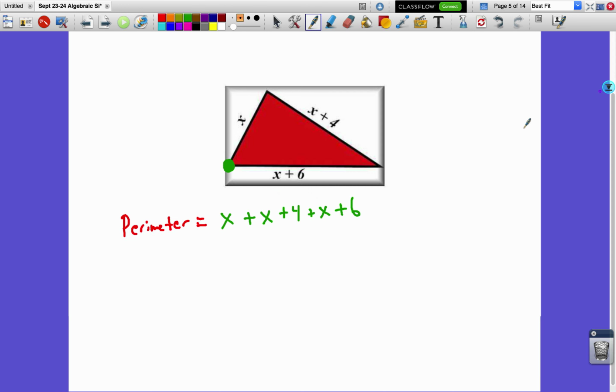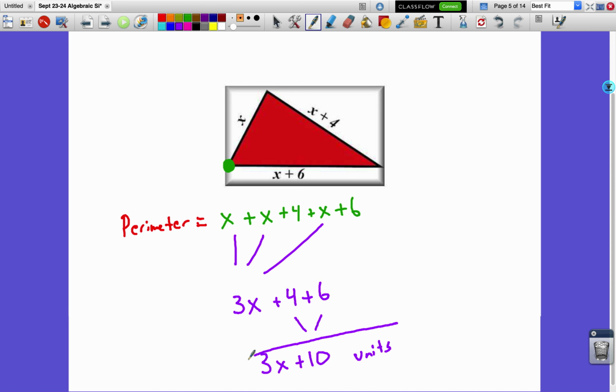In order to simplify it, I want to bring all the x's together. There's 3 x's, so I can just write that as 3x plus 4 plus 6. Now I'll combine my constants, and I want them to be at the end. I always want the constants at the end. So 3x plus 10, and this is perimeter, so it's a length, so we'll just say units. 3x plus 10 units. Once we figure out what x is, we can just plug it into this simplified expression and figure out the perimeter much quicker.